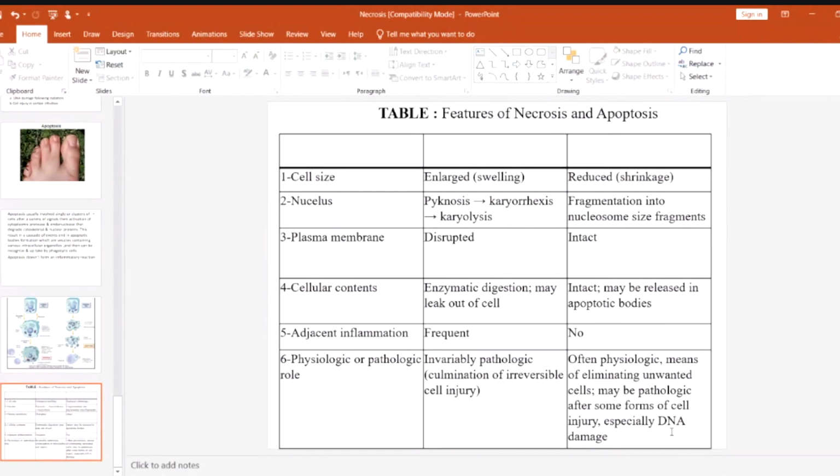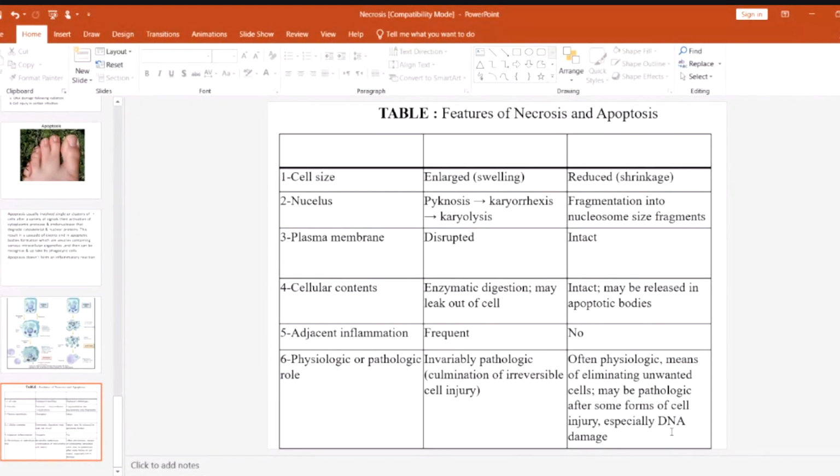Enumerate, the question will be like this: enumerate the differences between apoptosis and necrosis. This is the summary for our lecture. Students, this is today's lecture summary. Very important, the differences between apoptosis and necrosis.